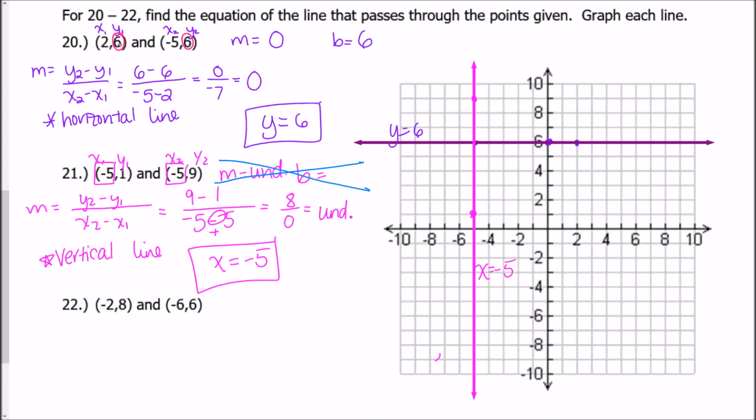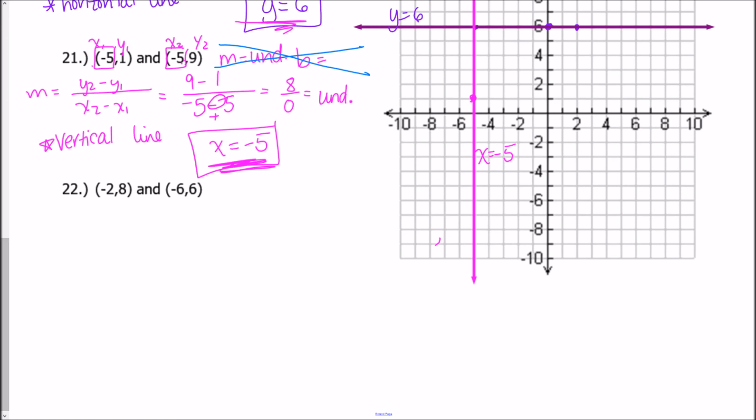if you notice right here in number 20 and 21, that the y values were the same here, you can go straight to saying y equals 6. If you notice that the x values are the same here, you can go straight to saying x equals -5. But if you notice right here in this example, the x values are different and the y values are different, so there's no way that this is going to be a vertical or a horizontal line.